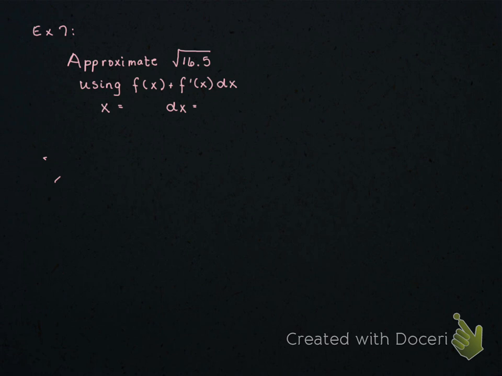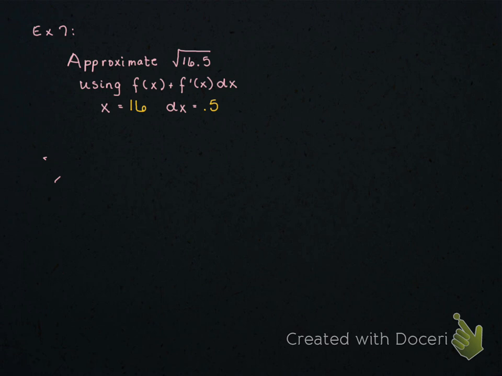Okay. All right. So we are approximating the square root of 16.5 using f of x plus f prime x dx. Okay. So when you pick your x value originally, you want to make sure that you pick a value that's very close to what's under the radical. So obviously, if x is 16, the difference between 16.5 and 16 is your 0.5.